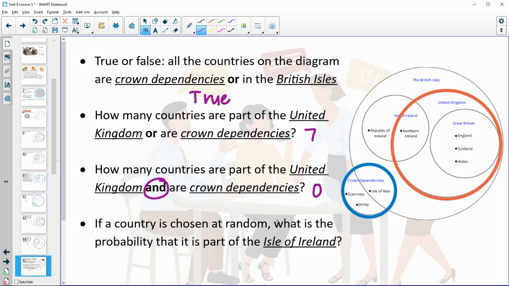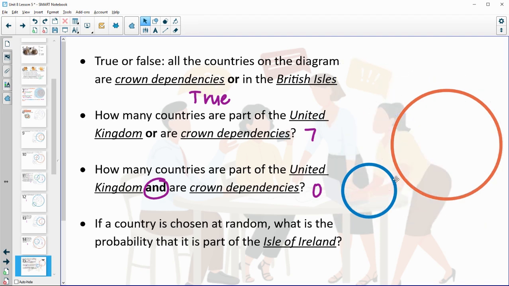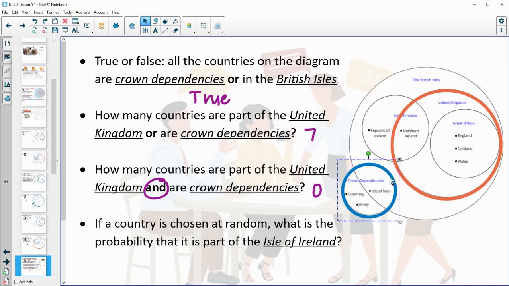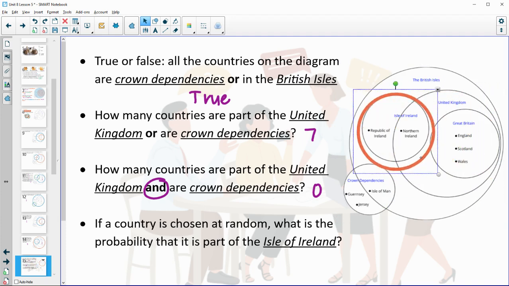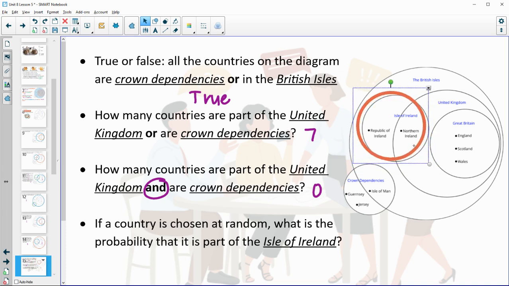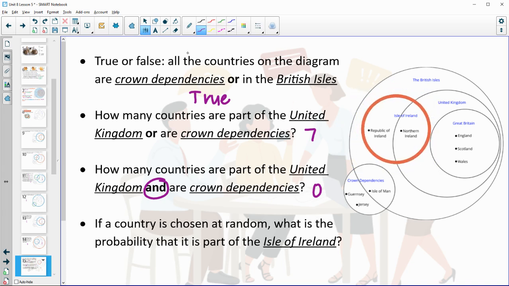What if a country is chosen at random? What would the probability be that it's part of the Isle of Ireland? If we're just choosing a country at random from this diagram, what's the probability that it's part of the Isle of Ireland? There are 2 countries out of 1, 2, 3, 4, 5, 6, 7, 8. And then you could reduce that to 1/4.